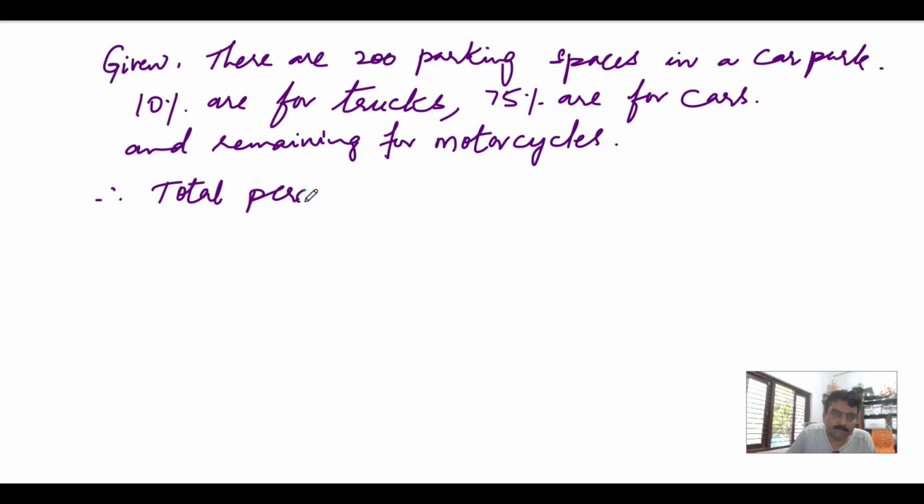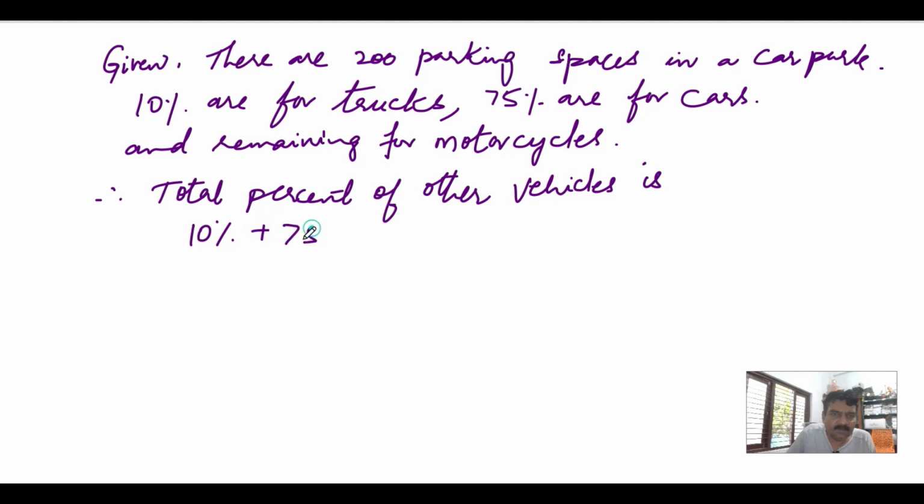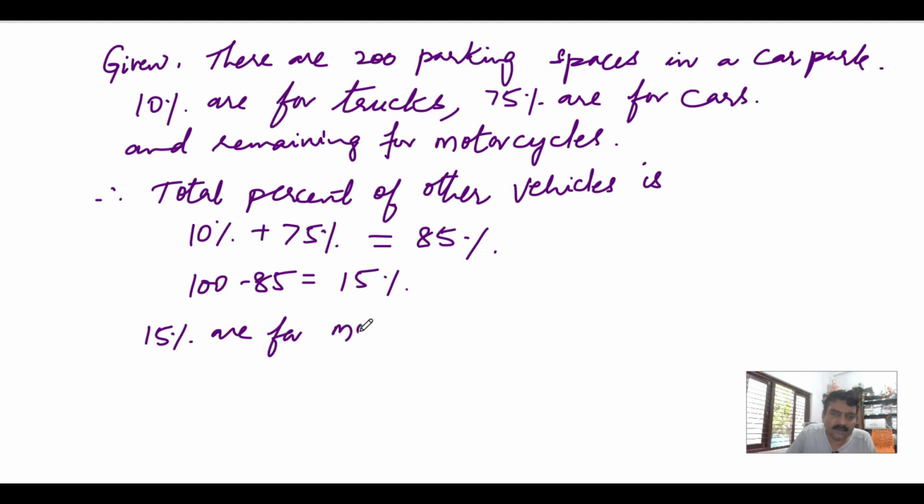So therefore, right, total percent of other vehicles is 10% for trucks plus 75% for cars is equal to how much? 85%. Now rest remaining for motorcycles, right? So how much remains? 100 minus 85 is equal to 15%. So 15% are for motorcycles.